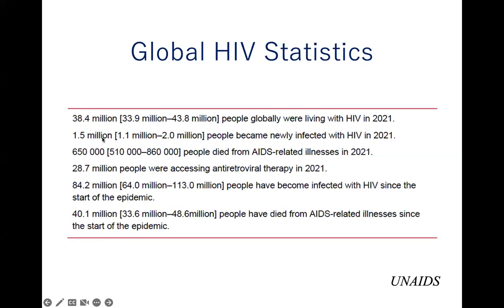And we still have new infections that are happening. For instance, in the course of last year, it is estimated that around 1.5 million people were newly infected with the virus, and around 650,000 people died from AIDS-related illnesses. And of the 38 million that are infected, we have around 28 million who are accessing antiretroviral therapy, meaning that we still have around 10 million people who are not on any treatment, despite the scientific progress that we have had so far.